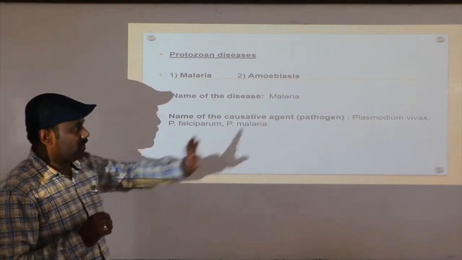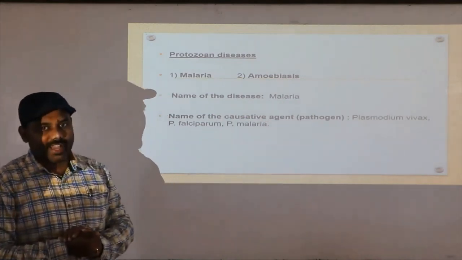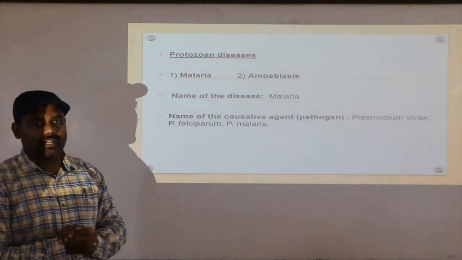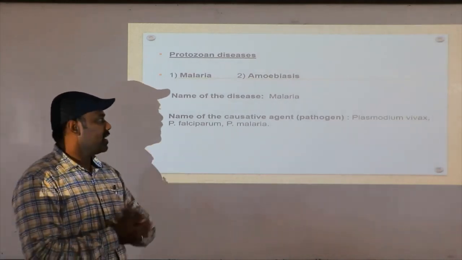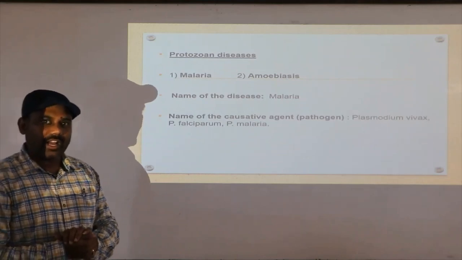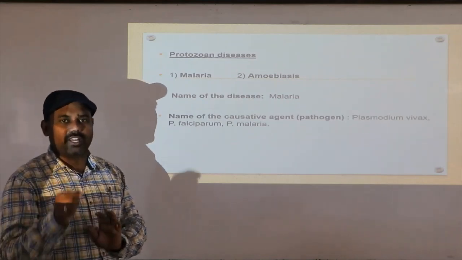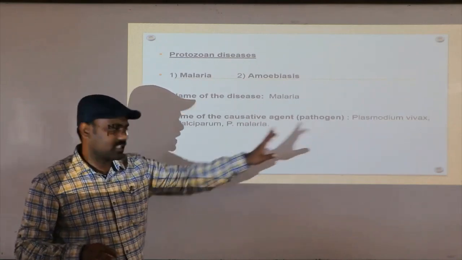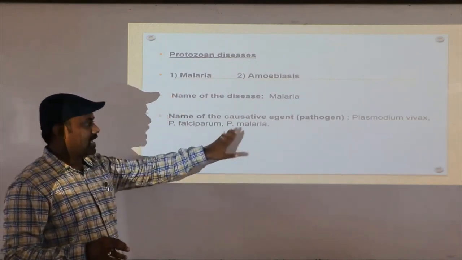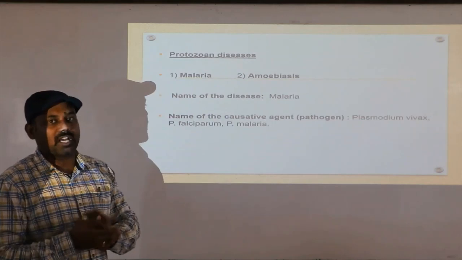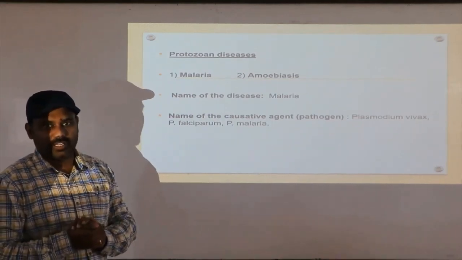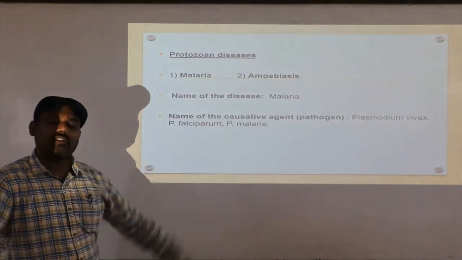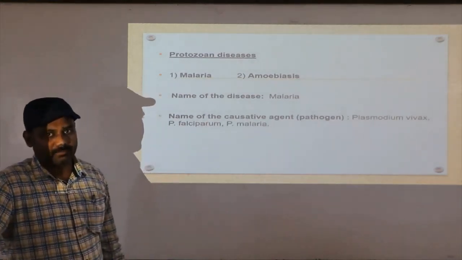Such as, the first one is Plasmodium vivax, second one Plasmodium falciparum, third one is Plasmodium malariae, and one more is there, that is Plasmodium ovale. Clear? If you want you can write it. So Plasmodium vivax, Plasmodium falciparum, Plasmodium malariae, and the fourth one is Plasmodium ovale. Clear? So these 4 are considered as the causative agents or the pathogens for malaria.